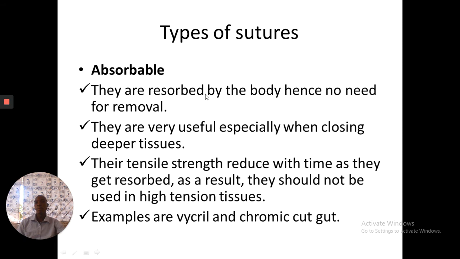I'm not sure what happened here. Maybe this slide wasn't really well captured.